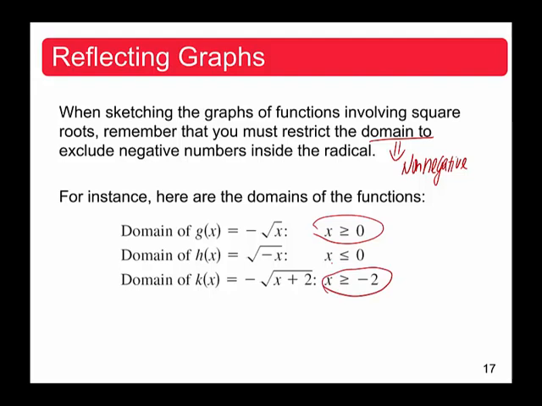And how we get this is very straightforward. If, let's say, the last one, you want to make sure this is greater than or equal to 0. So then subtract 2 from both sides of the inequality. That means x must be greater than or equal to negative 2.